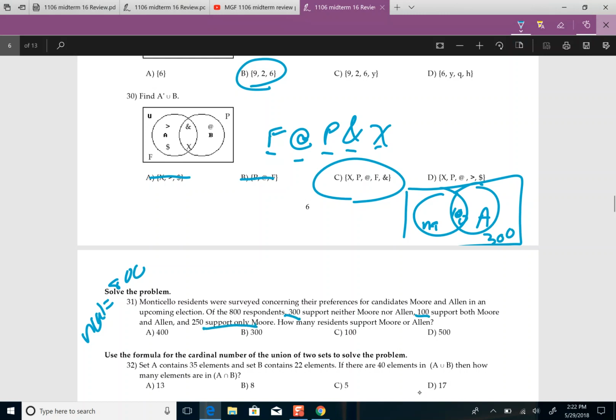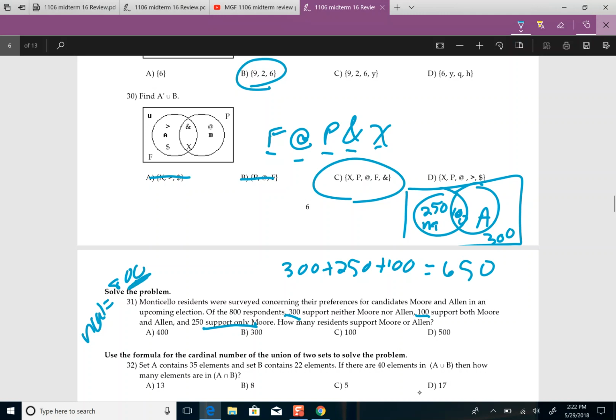250 only like Moore, so that goes over here. All right, so I'm done putting my numbers in. Now let's look at what I have so far. I have 300, I have 250, and I have 100. So 300 plus 250 plus 100 is 650.